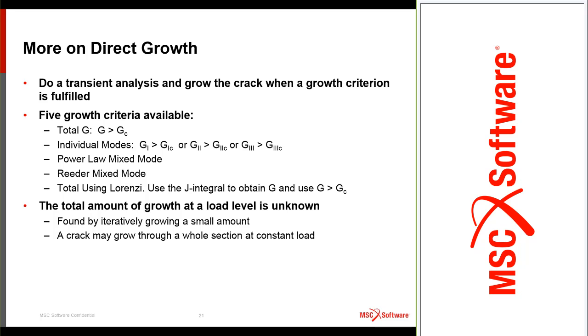So when you get growth, Marc will redo the same increment with an updated crack length at the same load level and continue doing that until either the crack is deactivated because it reached the boundary or the growth criterion is not fulfilled. So you get a maximum G smaller than GC. And this small amount that we grow each iteration is what you as a user have to specify. It's very hard in general to figure out what an appropriate amount is, so you have to specify it.